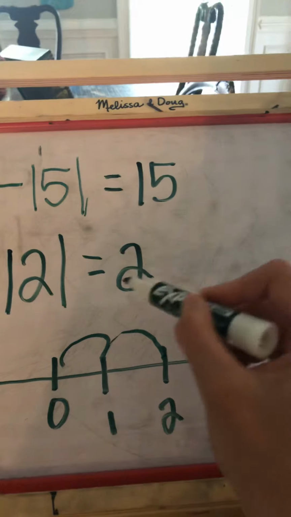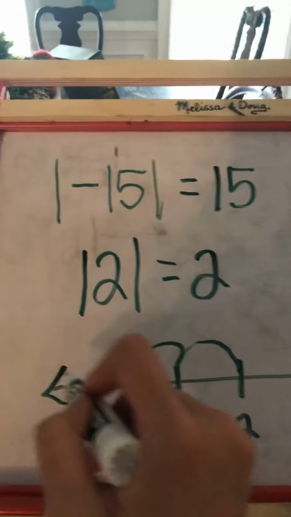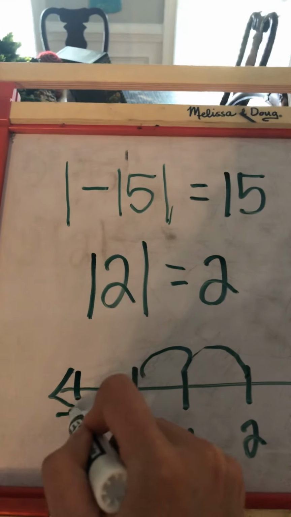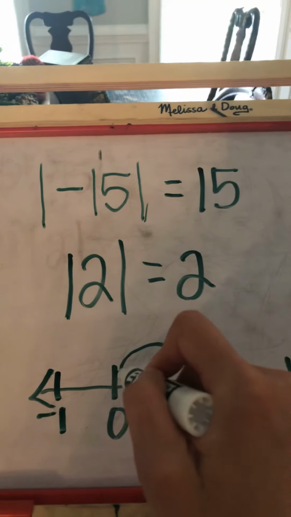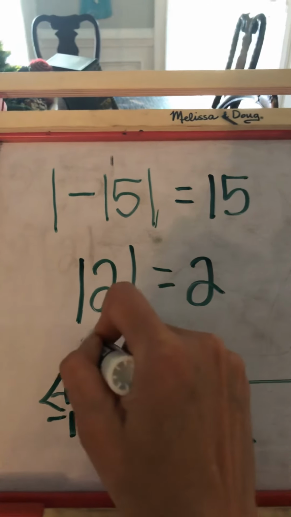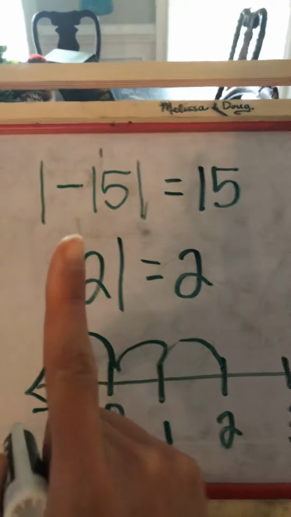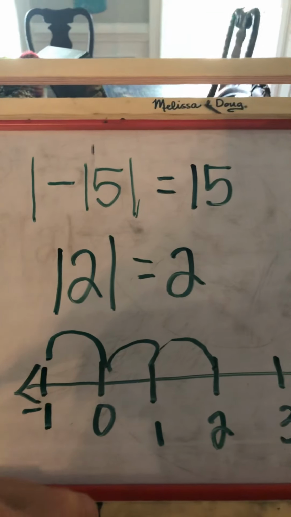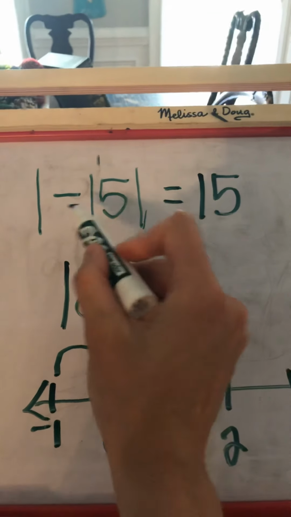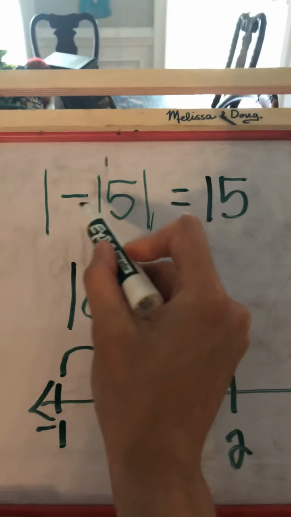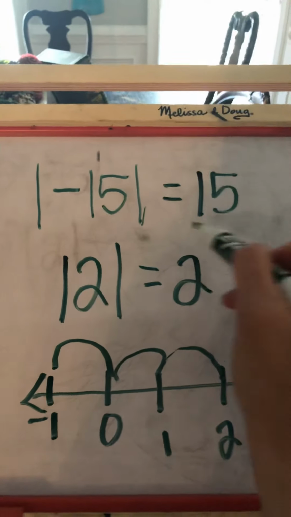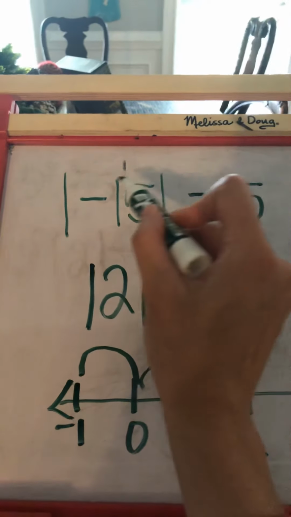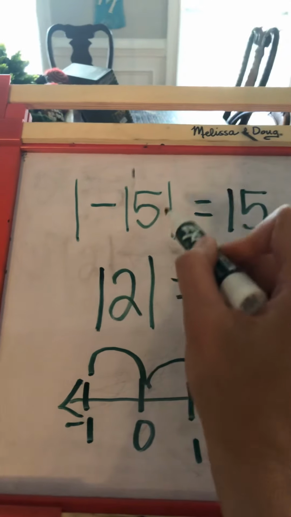So that's the distance. Okay, even if I was going over here to negative 1, I'm starting at 0 and I'm counting my hops. 1 hop. That's a 1, a positive 1. So again, you cannot have a negative absolute value. So if you have a negative in here, it's just going to be the positive form of this number.